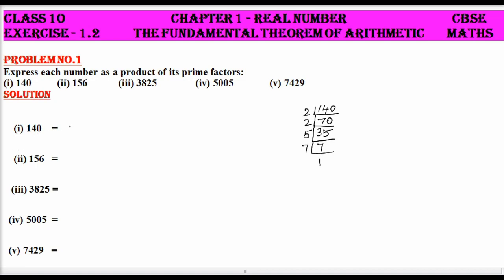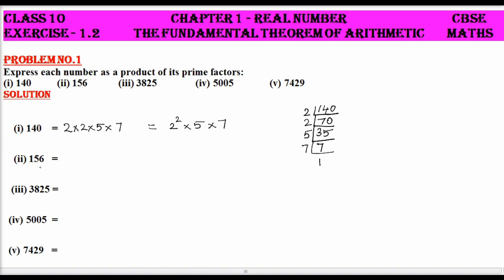Okay, so now I have written 140 as 2 into 2 into 5 into 7. Otherwise, I can say this is 2 square into 5 into 7. So I have expressed 140 as a product of primes.